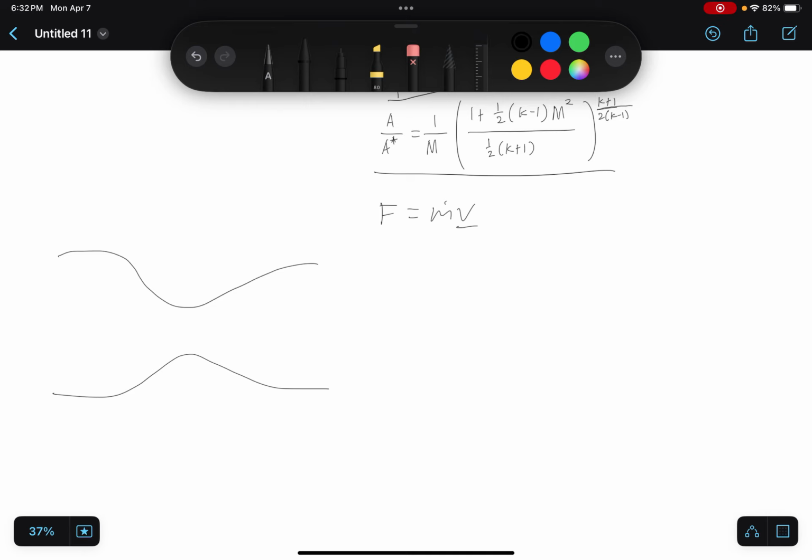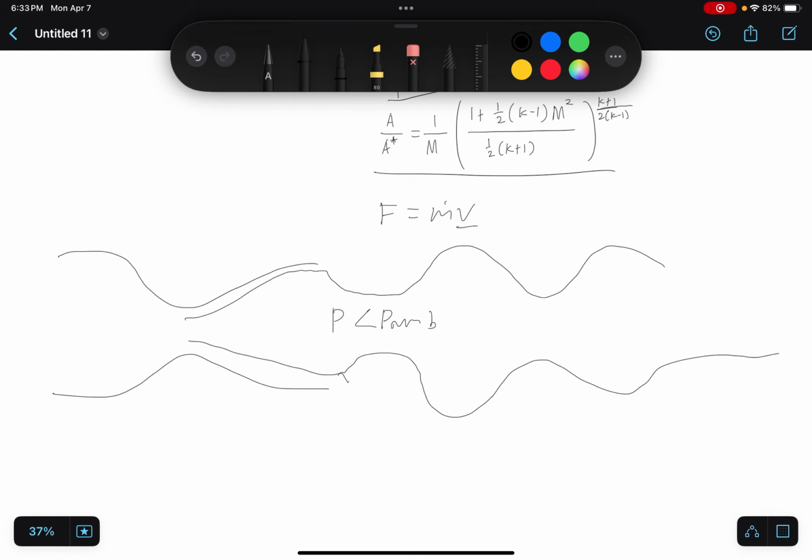Likewise, if you have P less than P ambient, it'll go up, and then it'll immediately shrink and then expand and shrink and expand. So it's the exact same thing, just backwards. And it'll eventually stabilize. And again, some of the velocity is in that direction, and you don't want that because you want all of the velocity to be shooting straight backwards.